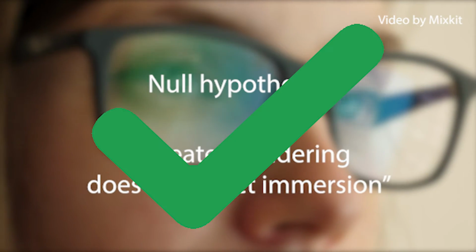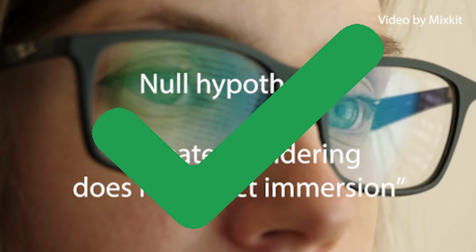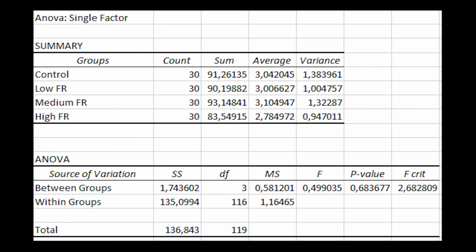From the ANOVA test, we found the p-value to be 0.68, which is higher than 0.05, and we can therefore not reject the null hypothesis. The variance of the ANOVA test is low, which means there is no meaningful difference between the groups. Since these results were randomly generated, doing the test for real might yield other results.